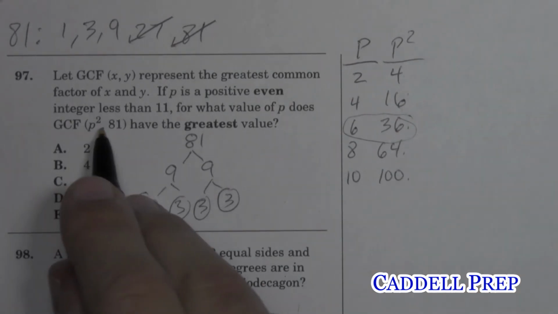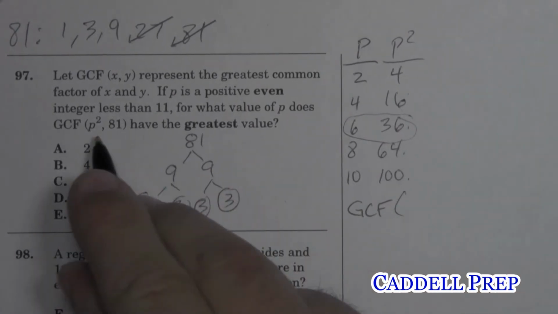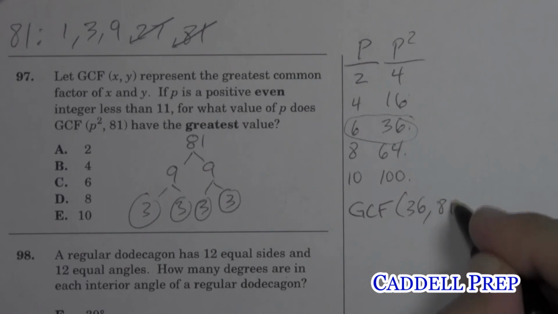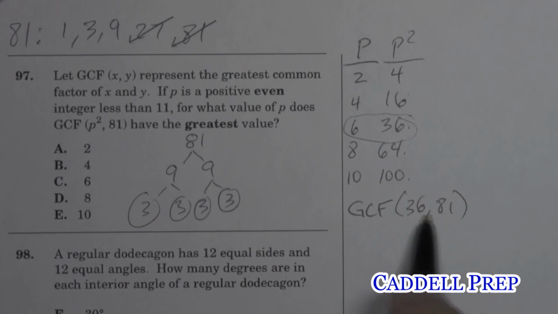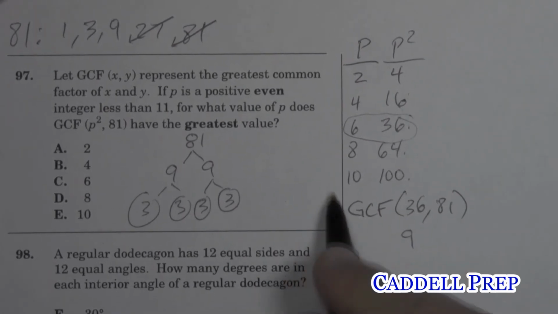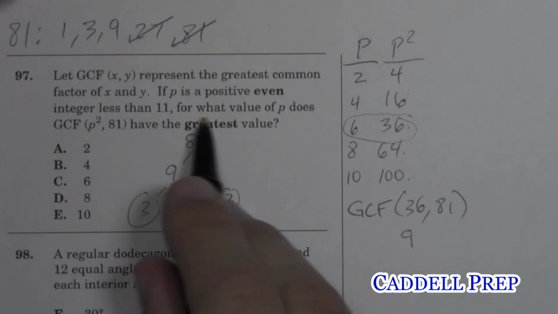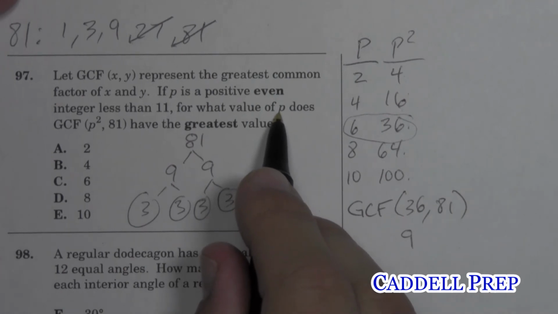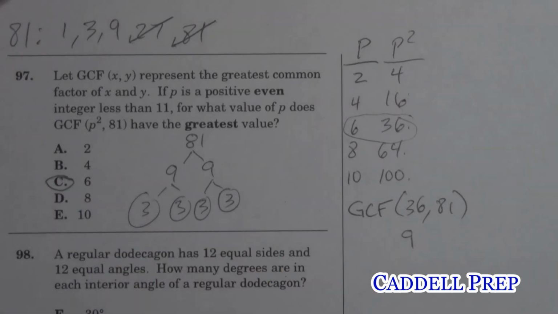So if this was written out as GCF(36, 81), the value of that would be the greatest common factor of 36 and 81, which in this case would be 9, and that would be the greatest value possible. So the greatest value is when p squared is 36. They want to know what value of p would make that happen, so that would be 6. So our answer is C, 6.